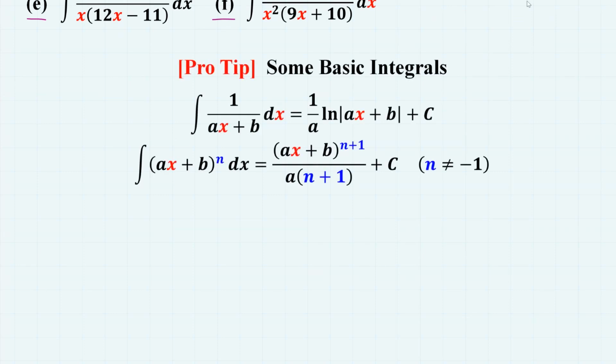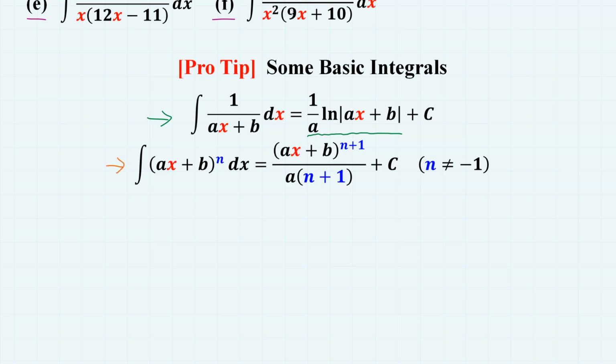Before we dive into actual problems, let us start by reminding some of the most basic integrals that can be useful here. The first one is the integral of the reciprocal of linear function ax plus b, which can be considered the most basic function that gives logarithmic function when integrated. The antiderivative is 1 over a times ln absolute value of ax plus b plus constant c.